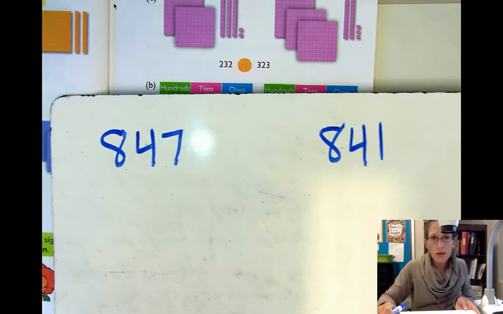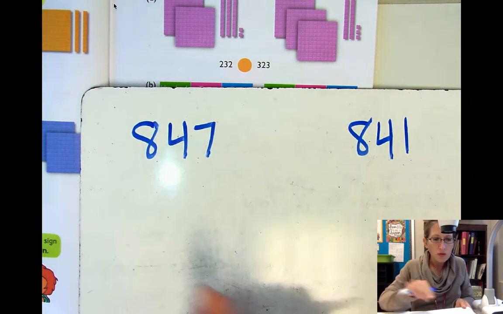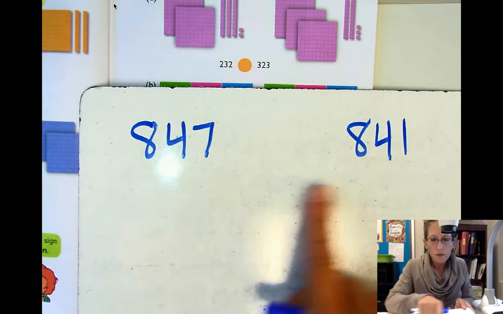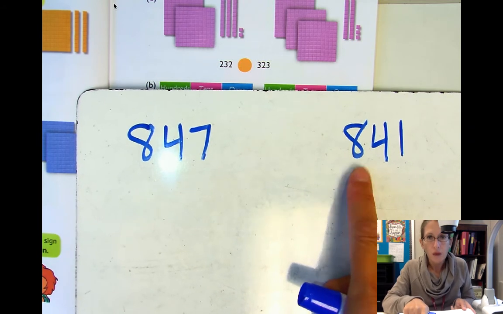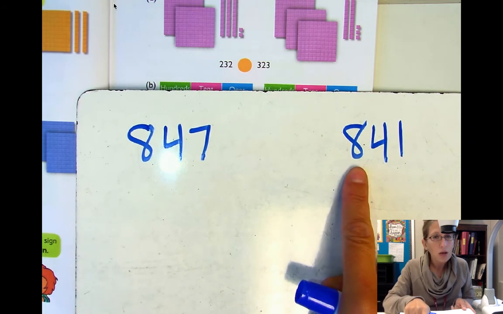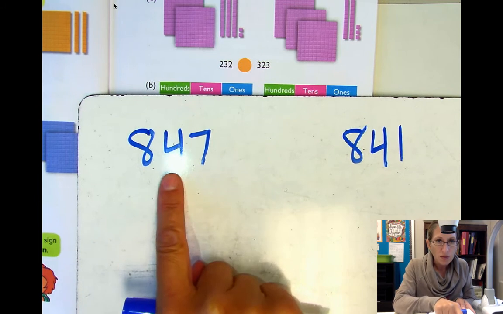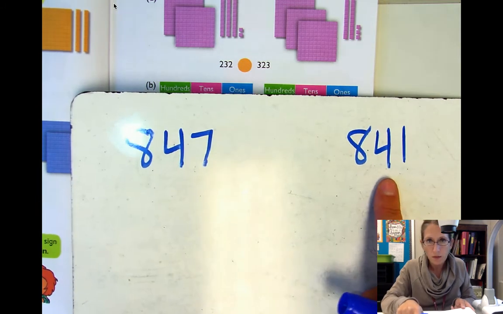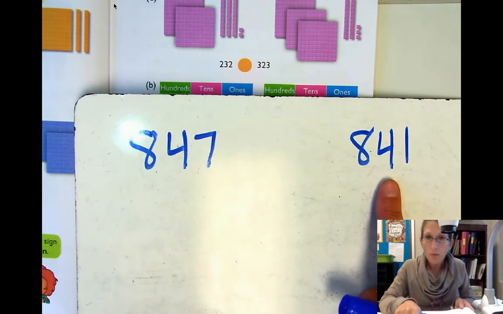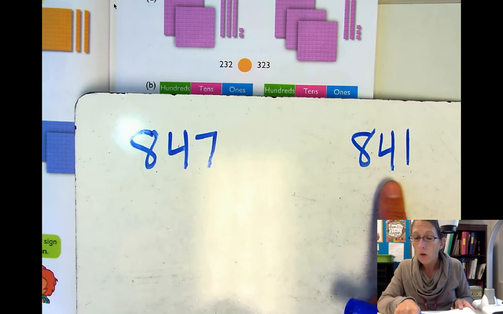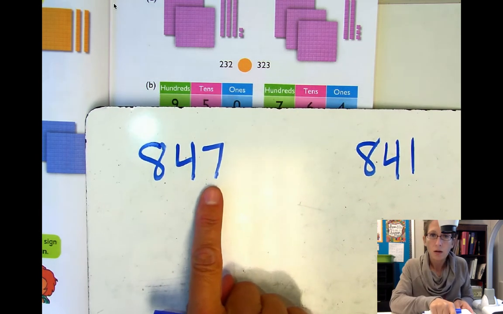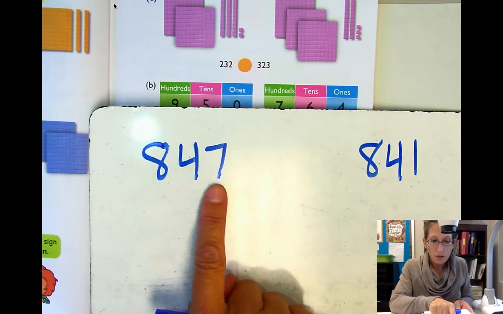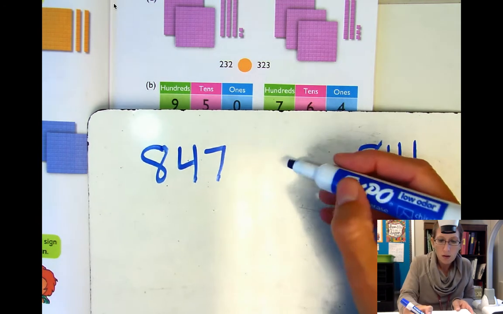Now this one, if we look in the hundreds places, 800s and 800s. So now we think, well, the hundreds place is the same digit. So now we have to look at the tens place. Here we have 4 tens. Here we have 4 tens. Oh dear, they're the same. So now where do we look? The ones place. So here we have a 1 and here we have a 7. And we know that 7 is bigger than 1.